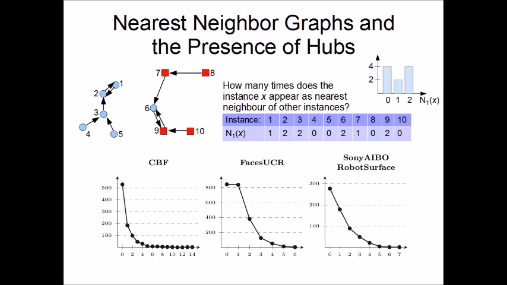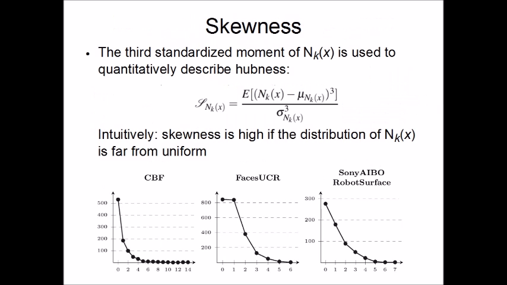As you can see, these distributions have a long tail on the right, which indicates that there are a few instances which appear surprisingly frequently as nearest neighbors of other instances. Such instances are called hubs. And the phenomenon that the distribution of nkx is substantially skewed is called Hubness. Usually, Hubness is quantitatively measured by the third standardized moment of the distribution of nkx. This third standardized moment is also called skewness.